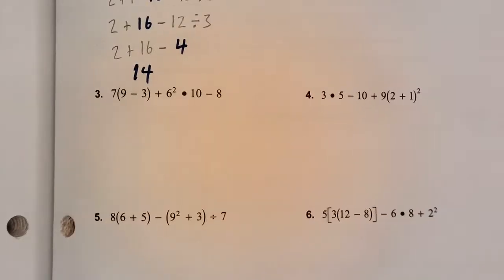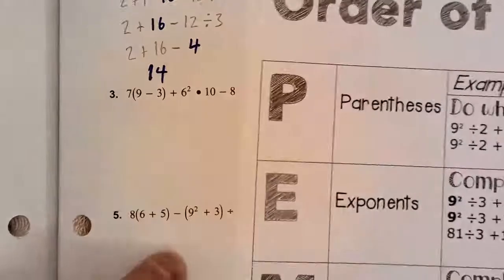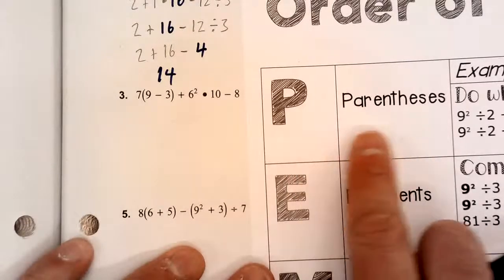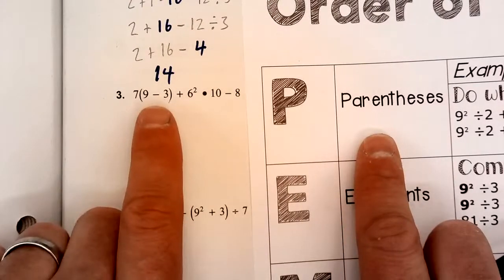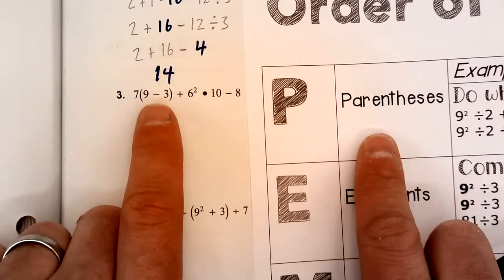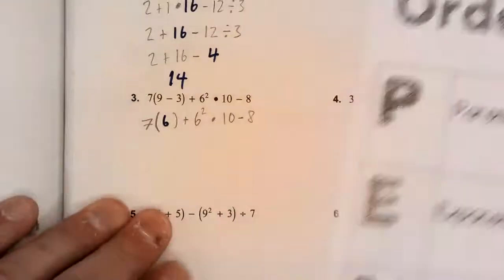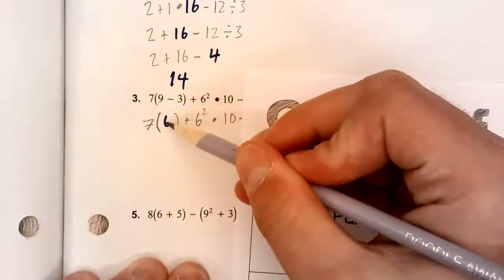Let's look at one more together. Let's do number 3. So again, I have a lot of different operations happening. What do I do first? Well, let's go ahead and do anything that's in parentheses. Let's go ahead and do that first. That's the first thing I should do. 9 minus 3 is 6. Okay, there it is. And I'm keeping the parentheses around that 6.